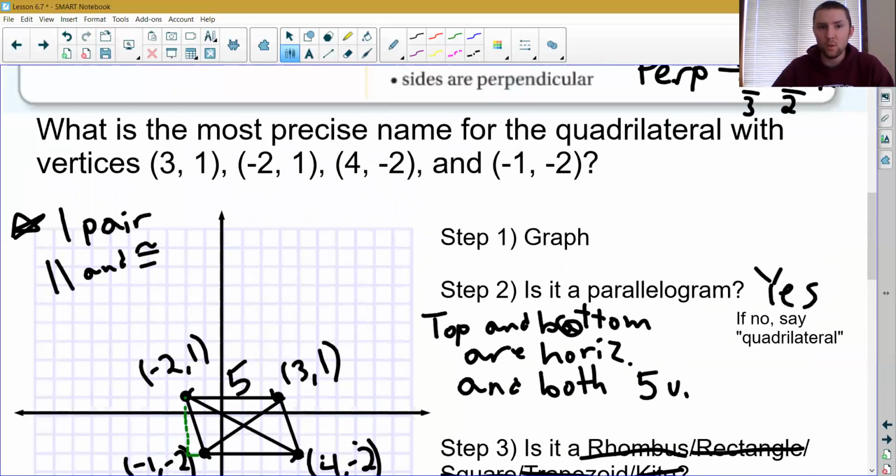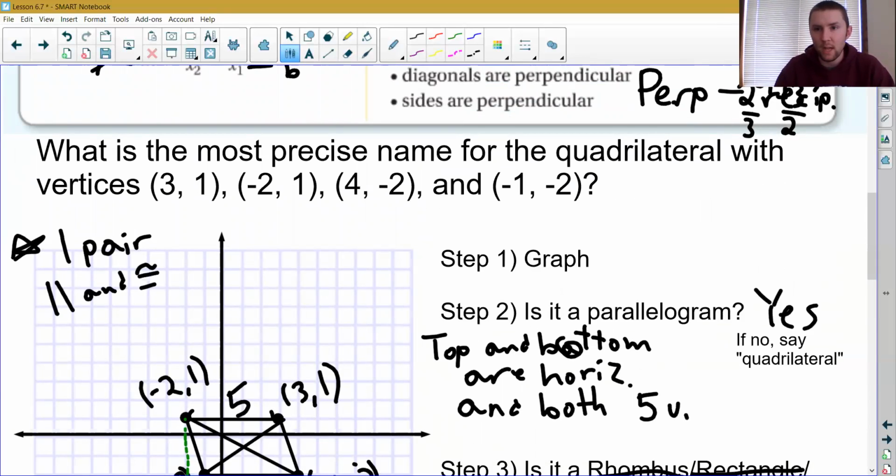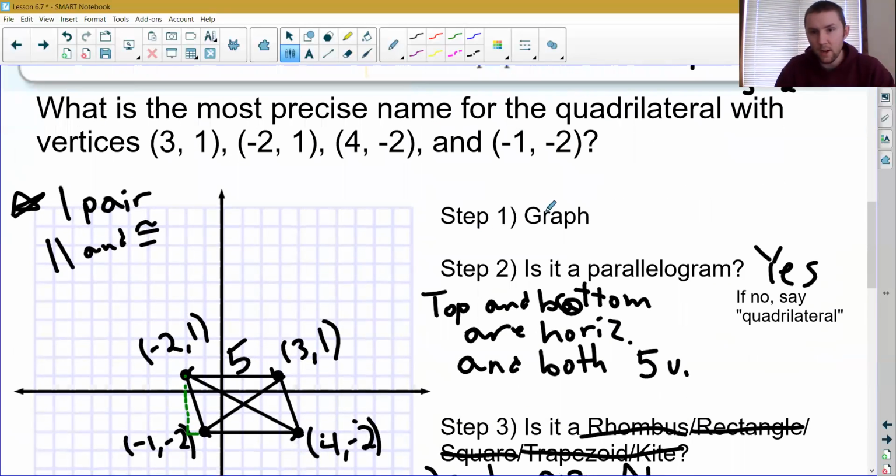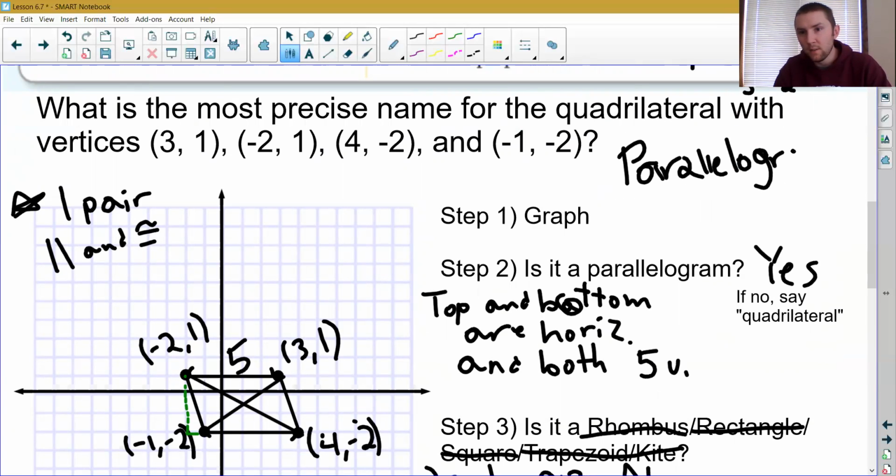Okay, remember the question was asking, what is the most precise name for the quadrilateral with vertices, blah, blah, blah. And what did we determine? Did we determine that it was or was not a parallelogram? Okay, it was. So now the only other question is it a rhombus? No. Is it a rectangle? No. Is it a square? No. So what would we say? Our final answer is this quadrilateral is a parallelogram. So I'm going to say parallelogram. That's my final answer. Okay?